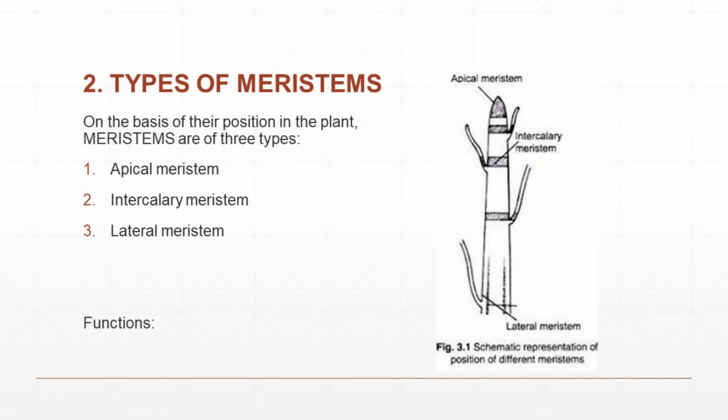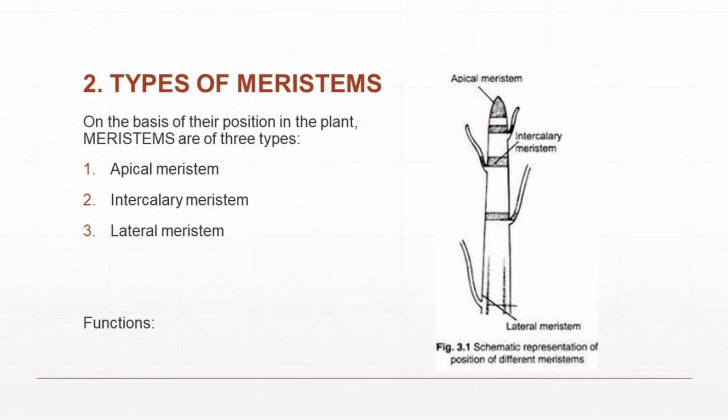Next, we are going to learn about types of meristems based on position. On the basis of their position in the plant, meristems are of three types: apical meristem, intercalary meristem and lateral meristem. You can refer to the figure and know where the apical meristem is present, and which part is called intercalary meristem and lateral meristem.